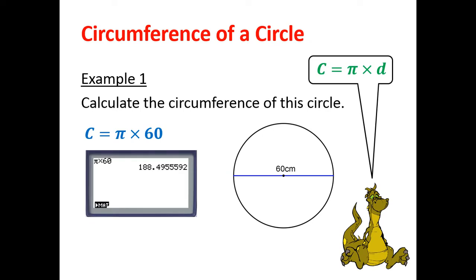Alright, let's grab a calculator and let's bring up our pi button on our calculator and go pi times 60. And we're going to get 188.4955592. Now we're going to round this sensibly to one decimal place. So we're going to round it to 188.5 because the 9 after the 4 pushes the 4 up to a 5. So 188.5 centimetres is the distance around the outside of that circle. And I've rounded my answer to one decimal place.